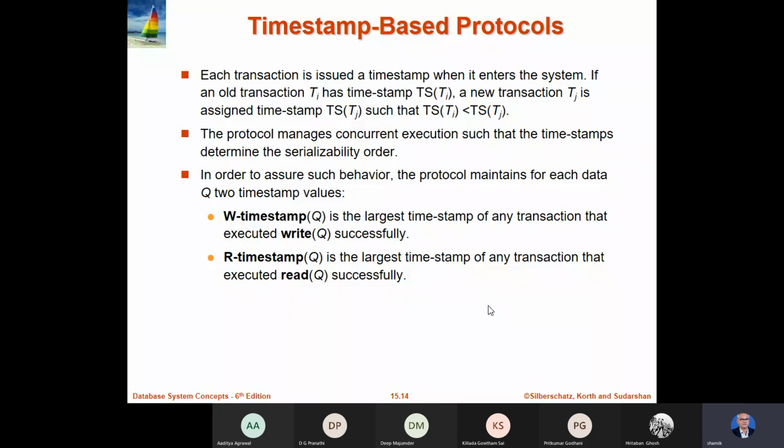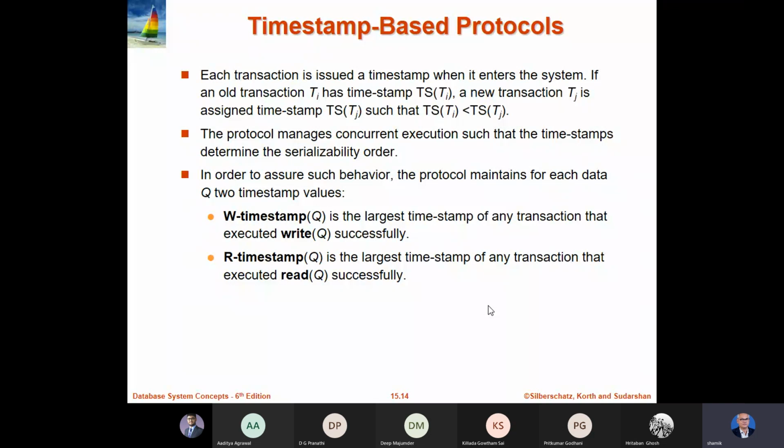So write timestamp of Q is what? It is the largest timestamp of any transaction that executed write Q successfully. So assume that the transaction Ti at 10:30 and the transaction Tk at say 10:32 both successfully executed write Q. Then because 10:32 is larger than 10:30, the write timestamp of Q after Ti wrote to it will become 10:30, and after Tk successfully wrote to it, the write timestamp of Q will be 10:32. Now, read timestamp of Q is the largest timestamp of any transaction that executed read Q successfully.